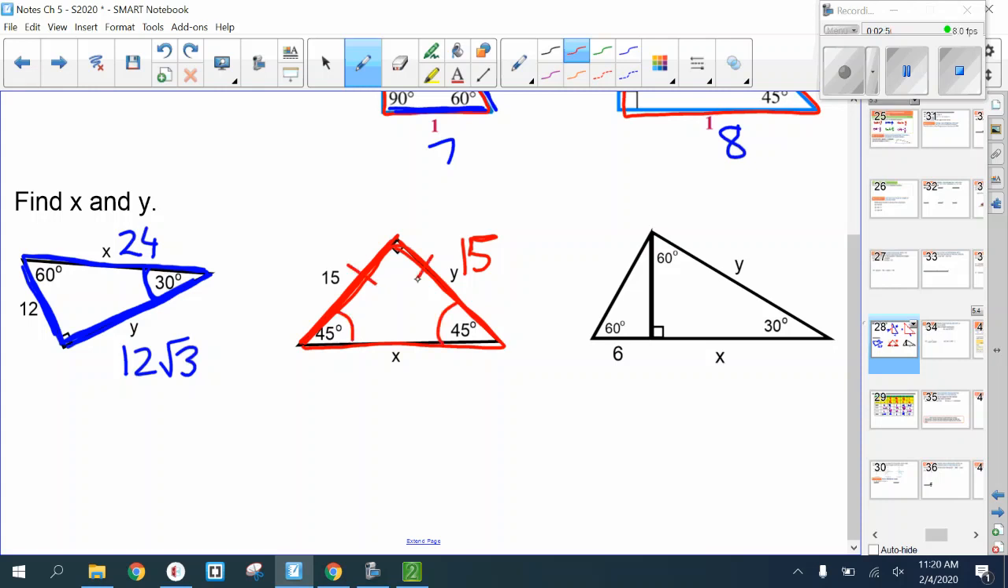Now you could do Pythagorean theorem to find that missing x side, but I know my pattern is 1, 1, 2, or 1, 1, square root of 2. That means this missing side is 15 times the square root of 2.